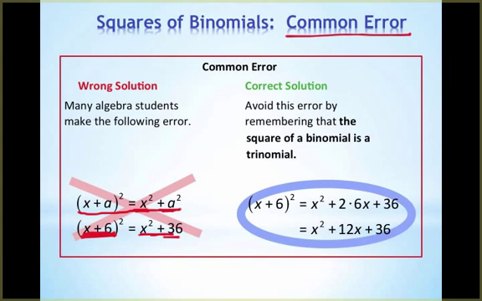So if you are not sure whether or not you can just square the terms, then you can write it out and go ahead and just do it by FOIL, and then you'll see that your outers and inners will give you a third term so that you have a trinomial. Or again, you can just remember that every time you square a binomial, your answer has to be a trinomial.